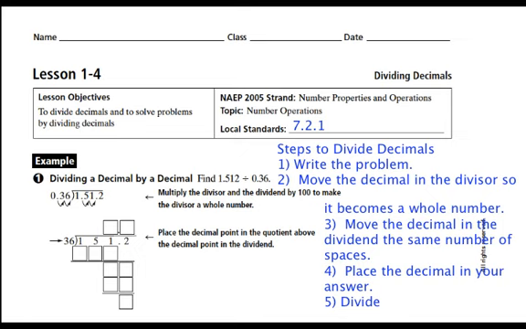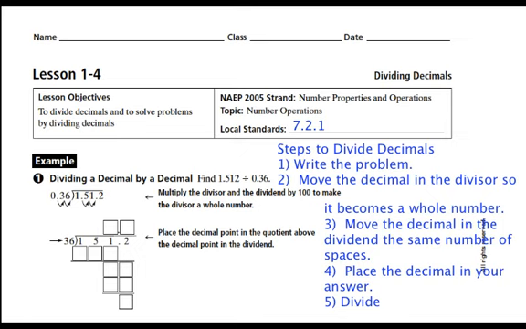Step 2, move the decimal in the divisor so it becomes a whole number. In this particular case, we're going to move it 2 places to the right. Step 3, move the decimal in the dividend the same number of spaces. If you move the divisor 2, you're going to move the dividend 2.